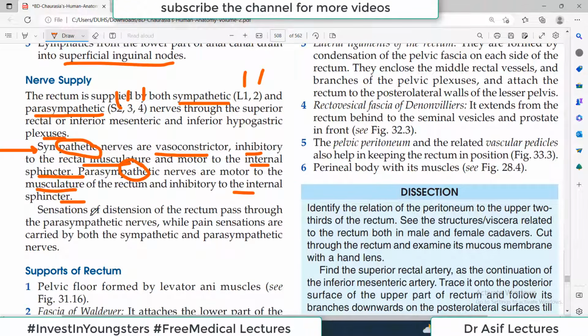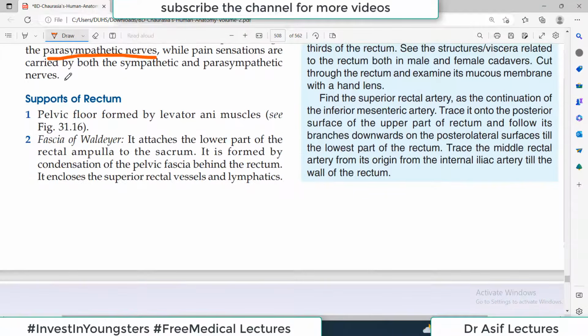Okay, sensation of distension of the rectum passes through the parasympathetic nerves. क्योंकि मैंने आपको बताया ना parasympathetic system का काम है feces को बाहर निकालना, तो यही parasympathetic branches carry करती हैं desire of defecation की sensation को. Okay, now support of the rectum.